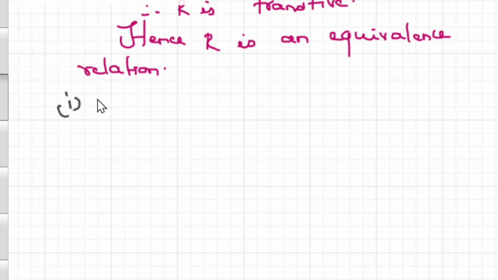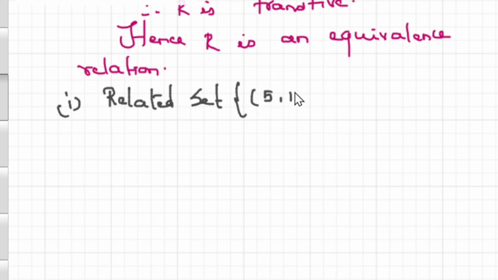So for the first one, the required related set, we know that we have to consider 1. The question is the elements related to 1. So the modulus of the difference must be a multiple of 4. So it is 5 comma 1. If we have the difference, then 5 minus 1 is 4, and the modulus, and it is 1 comma 5.